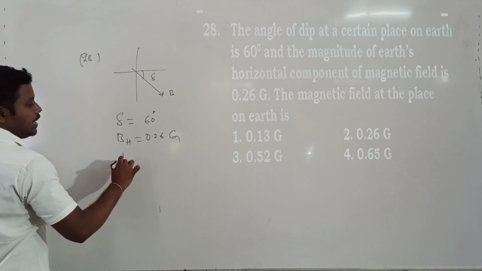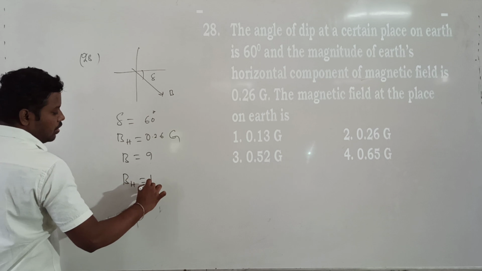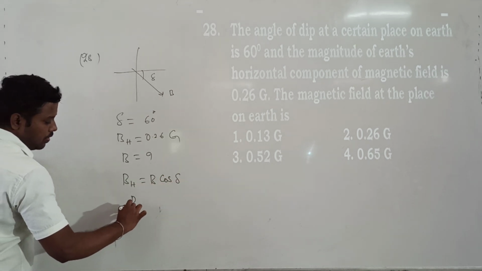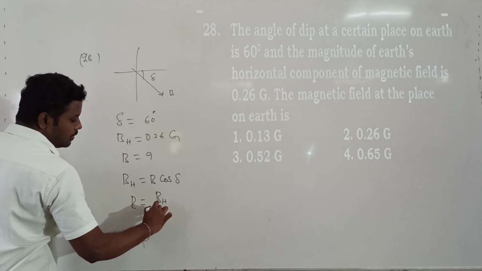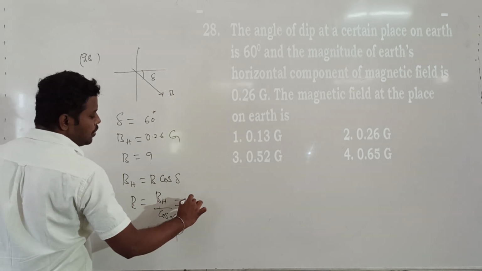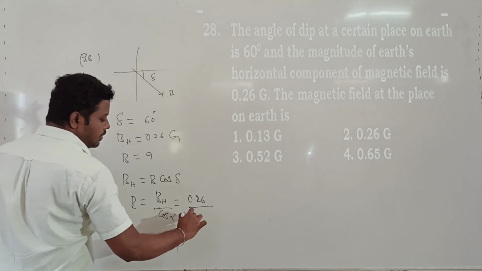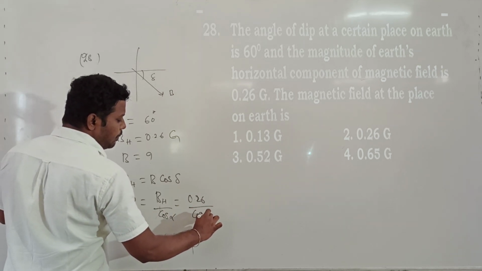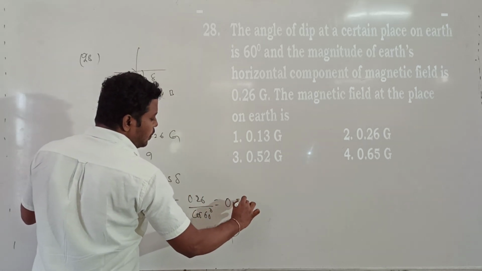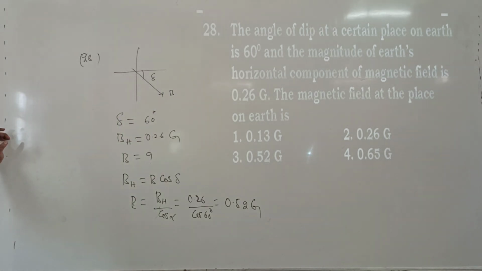Then what are they asking us to calculate? What is the B value? What is the formula for BH? BH is equal to B into cos delta. Correct? So B is equal to BH divided by cos delta, which is 0.26 by cos 60 degrees. Cos 60 is 1 by 2, so 2 will come to the numerator. So the answer will be 0.52 Gauss. Understood now? So this is question number 28.